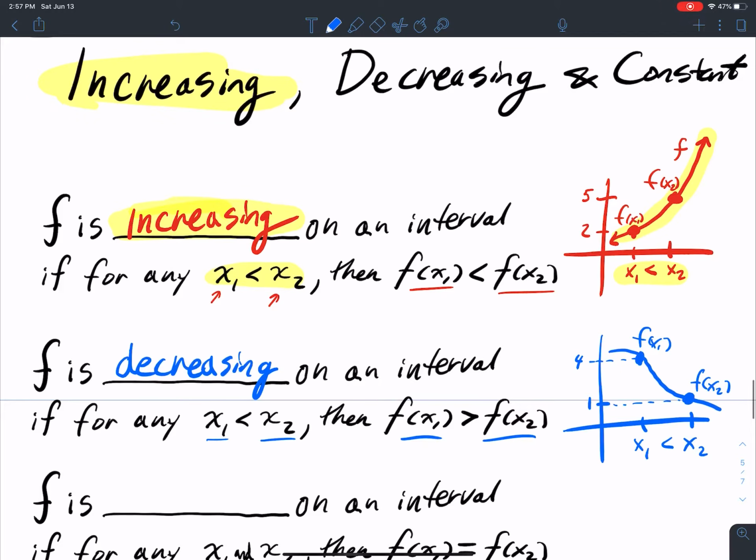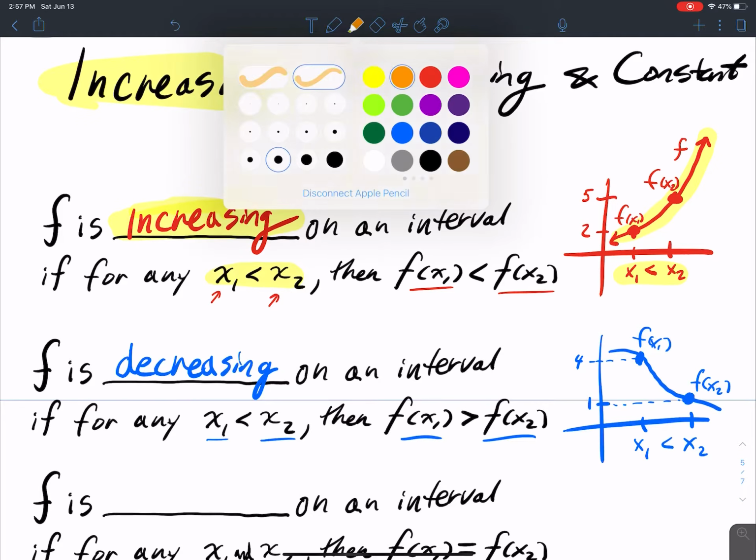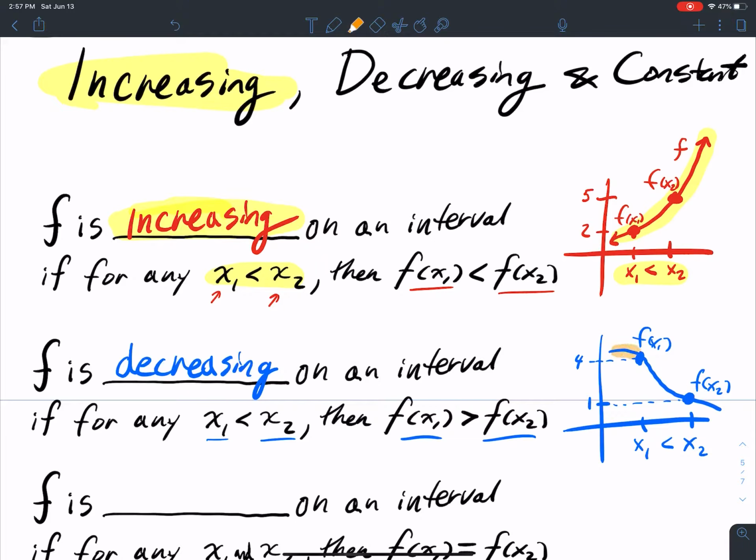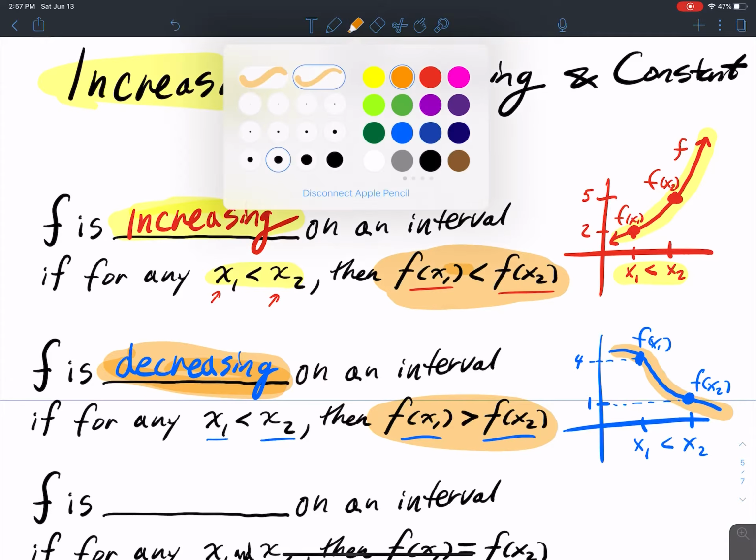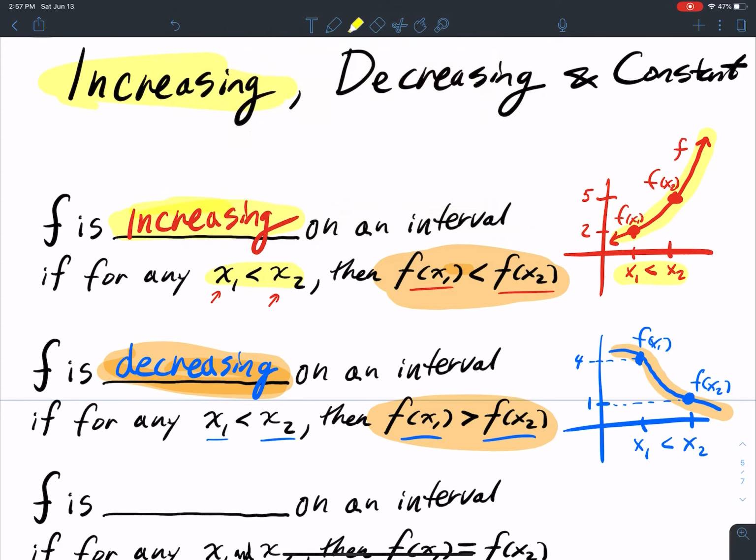So as you go reading left to right, you're actually going downhill. So that's decreasing. The difference between increasing and decreasing: what's going down in value is the y value. It's the y values that are going down.